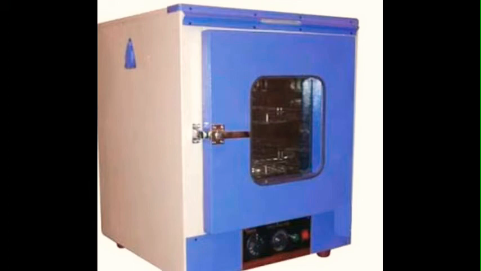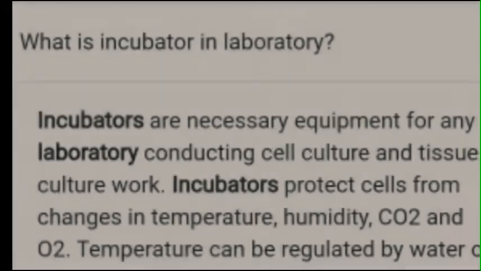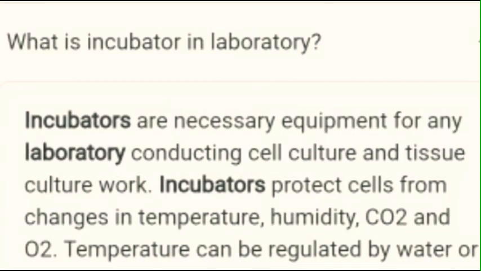So what is an incubator? Incubators are necessary equipment for any laboratory conducting cell culture, tissue culture, biological reactions, and so on. Incubators protect cells from changes in temperature, humidity, carbon dioxide, and oxygen. Temperature can be regulated by water or air jacket.